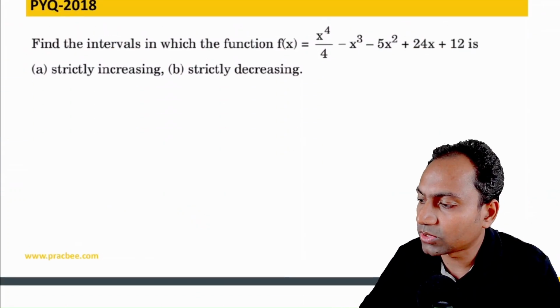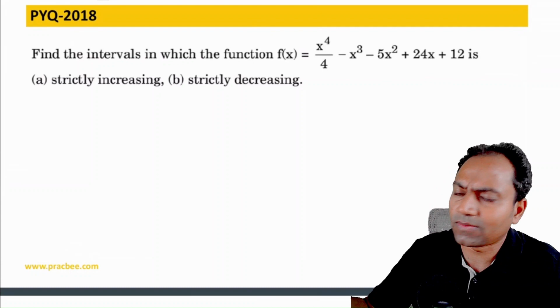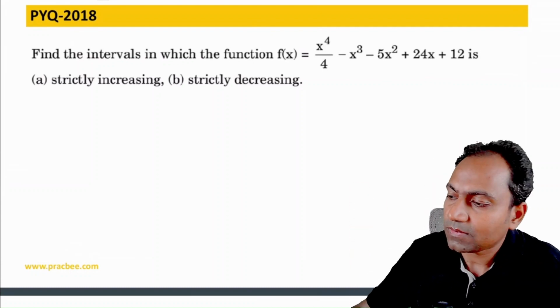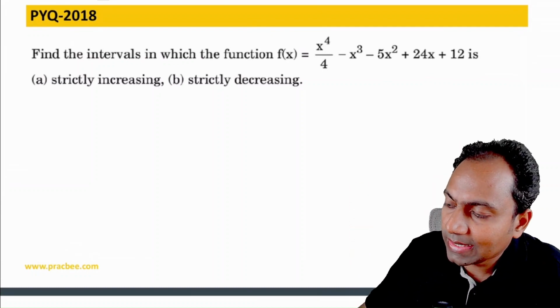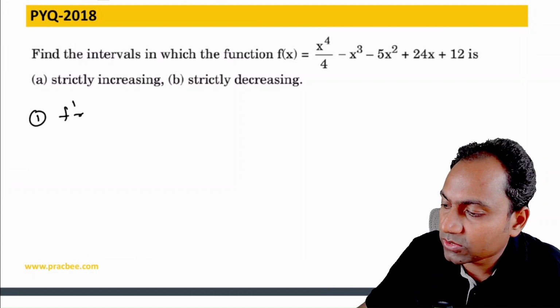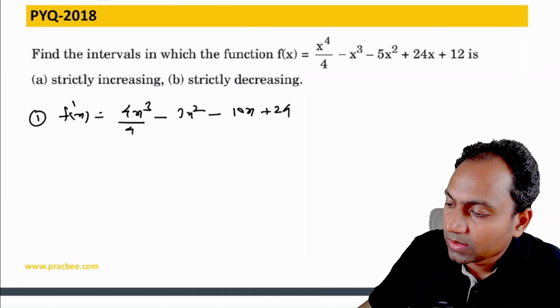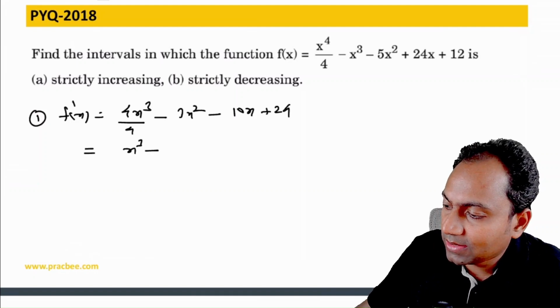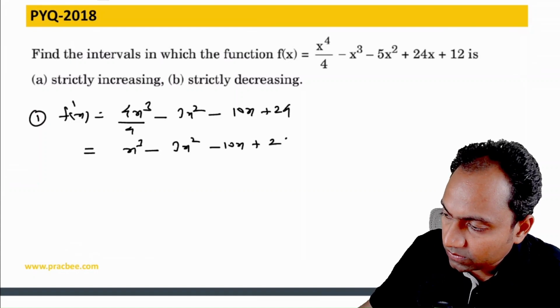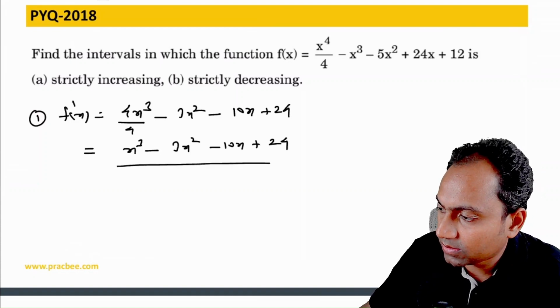If I look into the 2018 question, again a bi-quadratic question, you can also try this question. So if I look into this question, I am going to find the value of f dash of x. It becomes nothing but 4x cubed by 4 minus 3x square minus 10x plus 24. We can solve it further, it becomes 3x cubed into 3x square minus 10x plus 24. This is what we get.